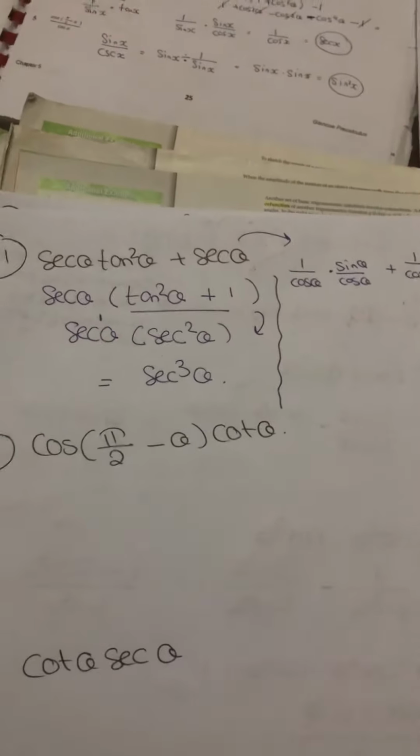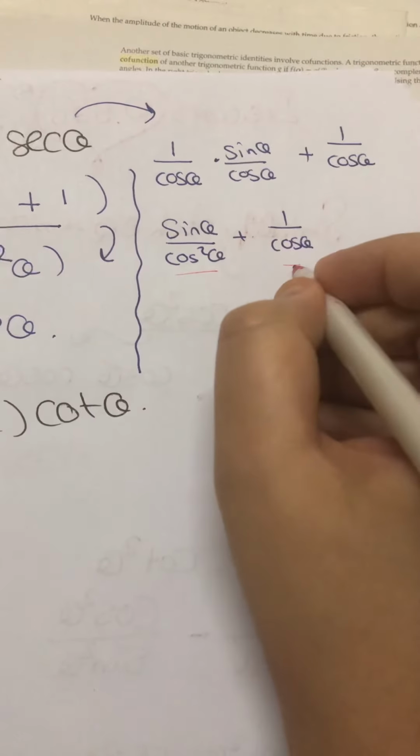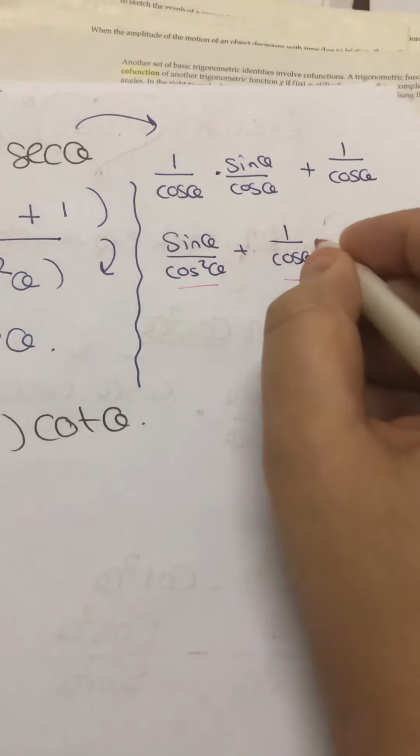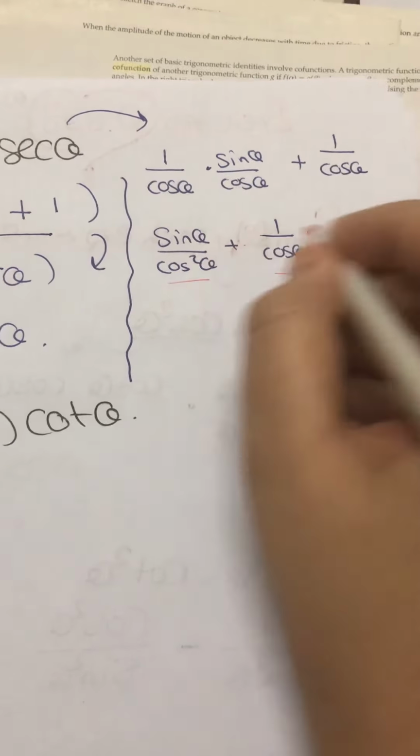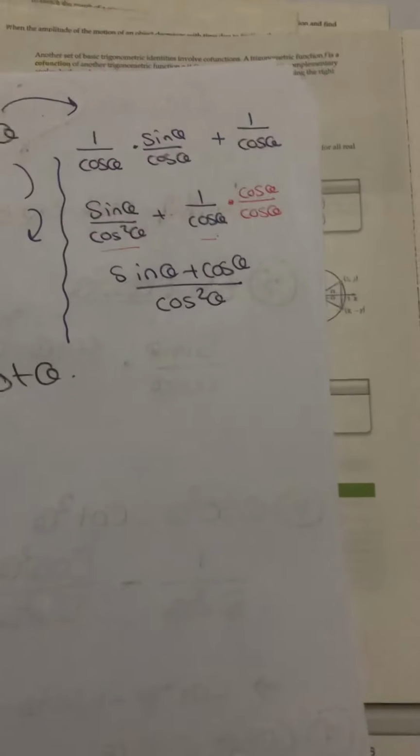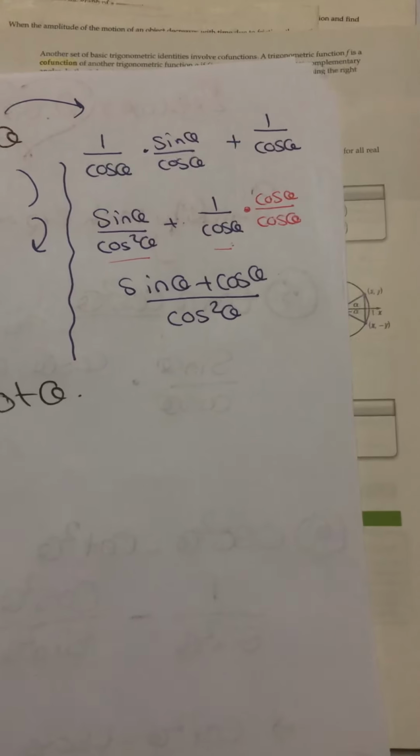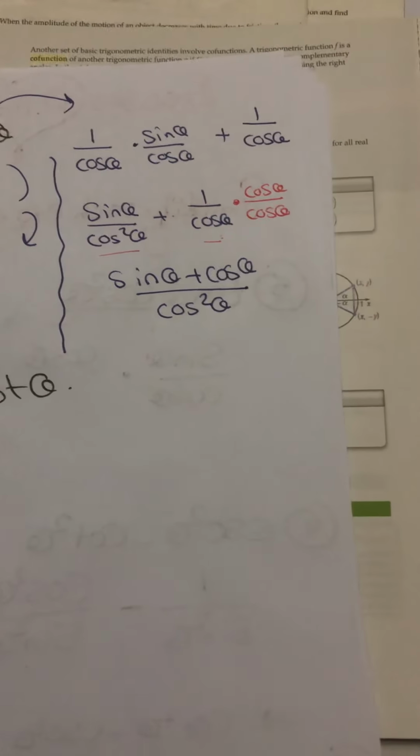As we do with numbers, we will do with trigonometric functions. I cannot add them because they're unlike denominators. This is missing 1 cosine theta to become cosine squared theta. So I'm going to multiply by cosine theta over cosine theta to try to make the denominators equal. So it's going to be sine theta plus cosine theta all over cosine squared theta. Right? Where am I going? I'm going nowhere, actually.